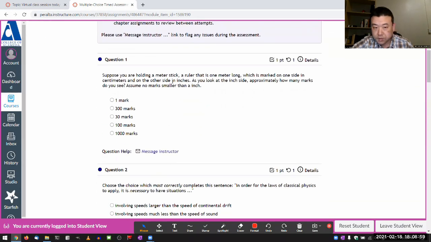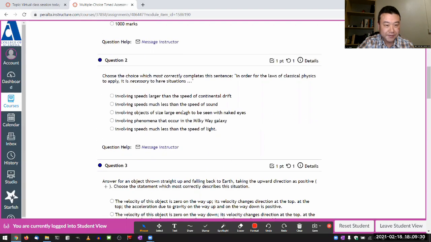Okay, suppose you're holding a meter stick, a ruler that is a meter long, marked on one side in centimeters. Approximately how many marks do you see? Oh, inch side. Now I happen to know that inches are about 2.4, 2.5 centimeters each. Or I guess better yet, I know in 1 yard there are 3 feet, and in 1 foot there are 12 inches. So 1 yard has 36 inches, and 1 yard is about a meter. So it should be 30 marks.